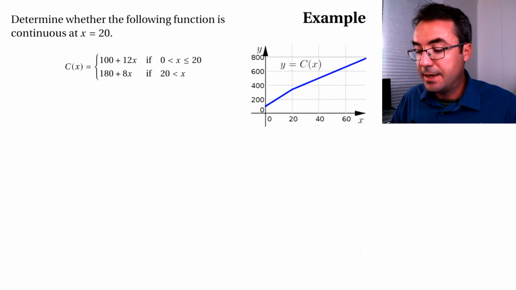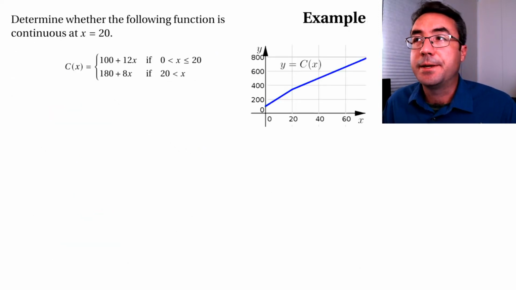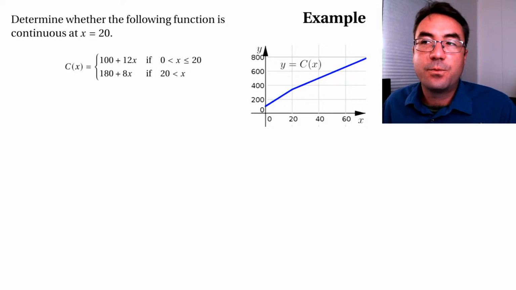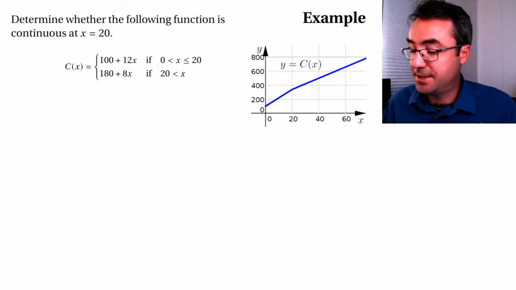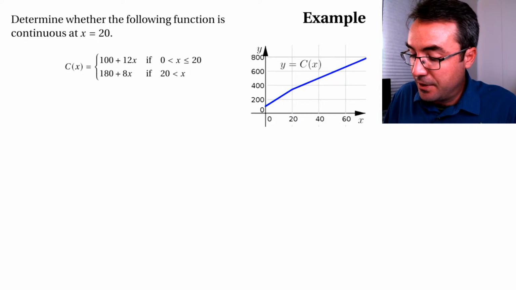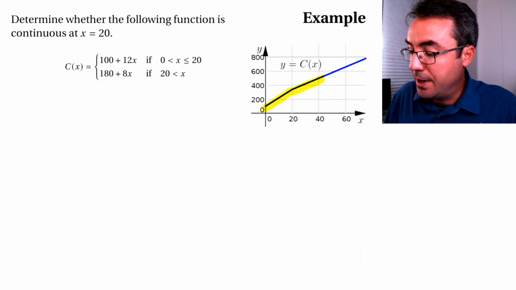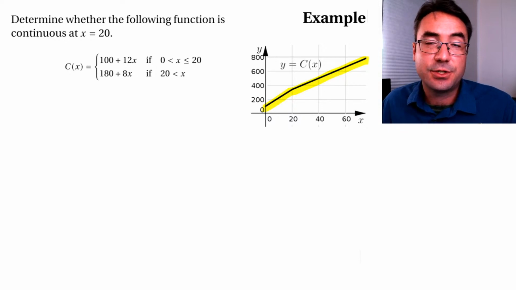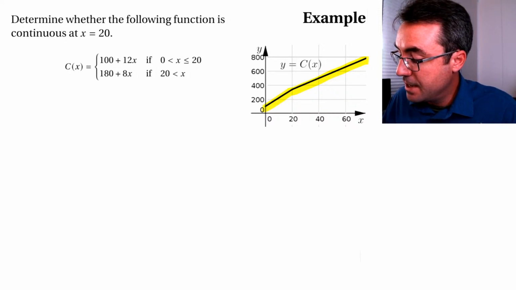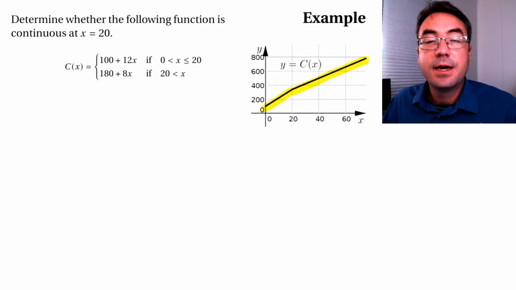Now let's look at it a little bit more algebraically. We're going to determine if this function is continuous at x equals 20. And if we look at the graph, we kind of have a suspicion that it is. So imagine tracing over this graph. We start on the left, and yeah, there's a bend to it, but we never have to take our pen off the page in order to draw the graph there. So we have some suspicion that it is continuous, but let's check this out algebraically using limits.